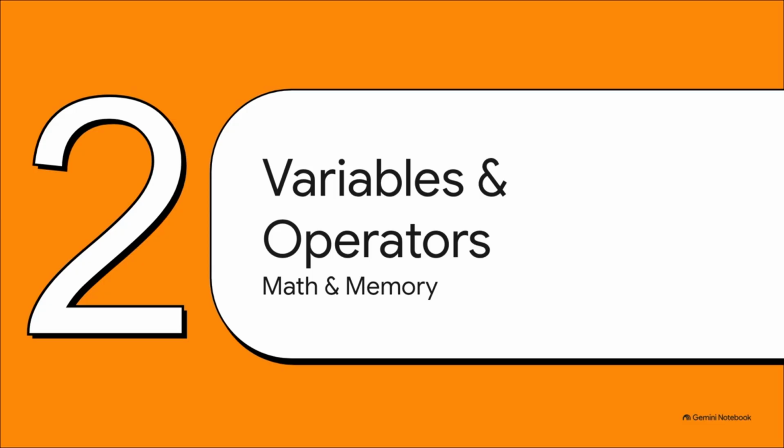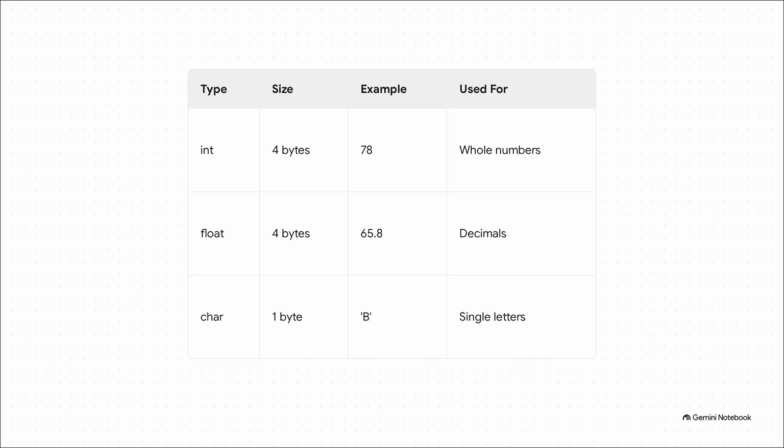Section 2. Variables, Operators, and Expressions. Let's get into math and memory. So, now that we have our skeleton, we need to give our program some actual data to work with, like a student's marks. Think of a variable as a little labeled box in the computer's memory. But before you put anything inside, C needs to know exactly what shape of box to use. We call these data types.